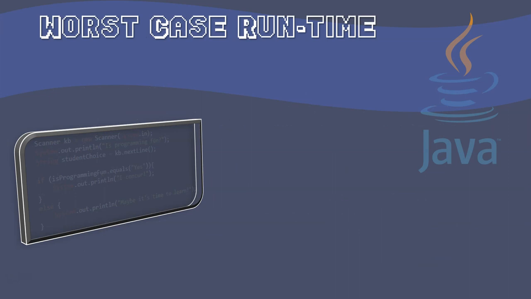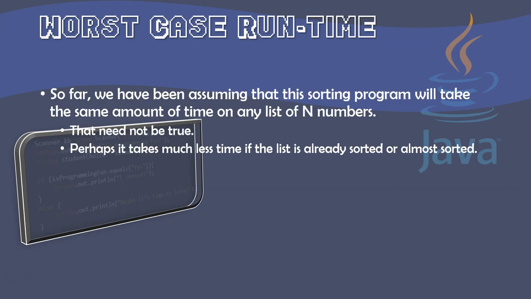Now, obviously, we start asking, well, what's the worst case runtime? What's going to be the worst possible scenario when we use these large numbers? Up to this point, we're assuming we're using a sorting program. It could be a bubble sort, selection sort, doesn't matter. And let's just assume that it's going to take the same amount of time on any list of n numbers.